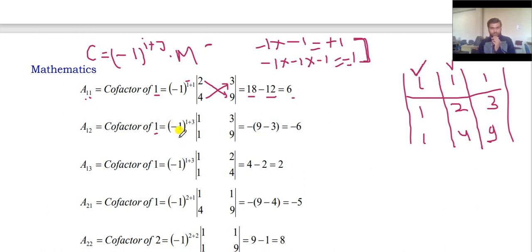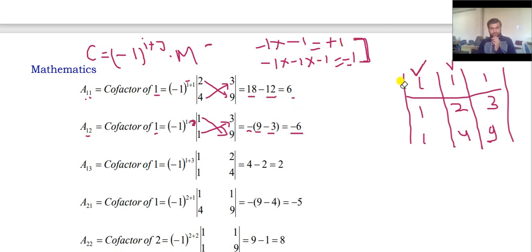Okay, so here we write minus 1 to the power 1 plus 2. 1 plus 2 is 3. Because 3 is an odd number, we have to write a minus sign in front. Then what is left? This 1 1 and this 3 9, so it is 1 1 3 9. 1 multiplied with 9 is 9, and 1 multiplied with 3 is 3. So 9 minus 3 is equal to 6, and 6 multiplied by the minus is minus 6.